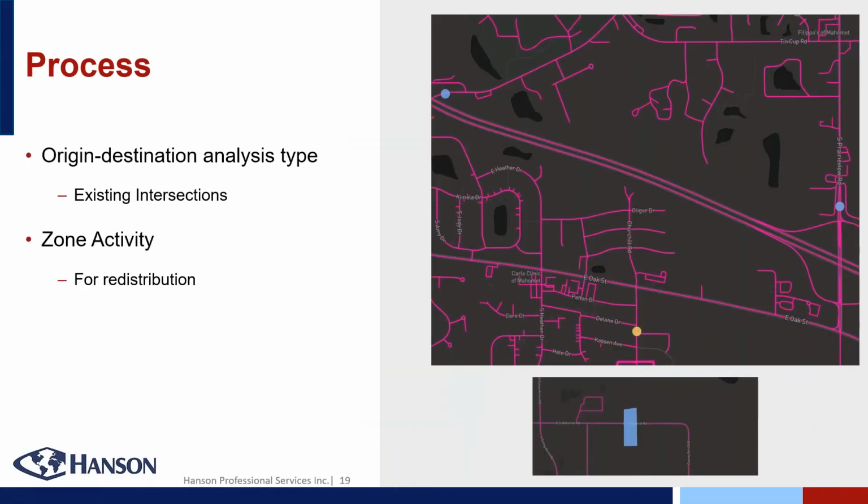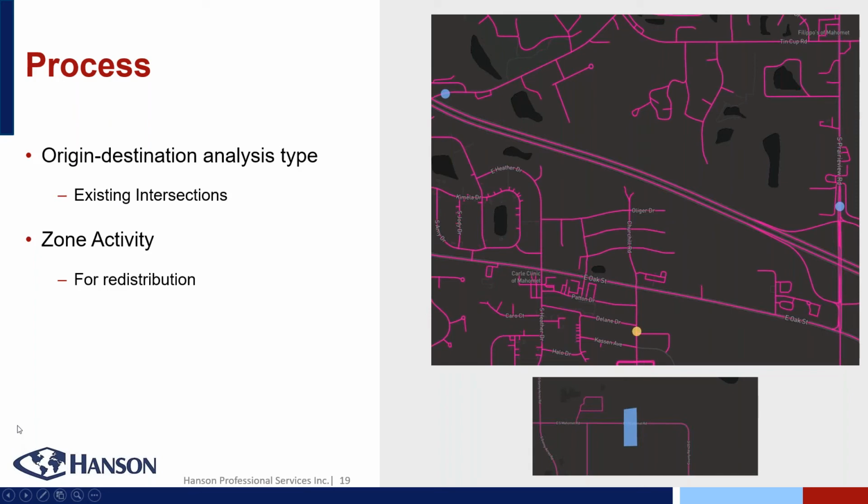All right, so the process here was similar to the one we used in Brownsville, but it had a couple extra steps. So we did use origin destination analysis types again to find the traffic volumes on all the existing intersections that surrounded this roadway extension. And the difference is we also used a zone activity analysis method to come up with the newly generated traffic volumes that we expect to be created because of this extension.